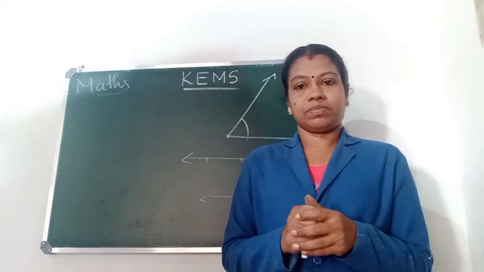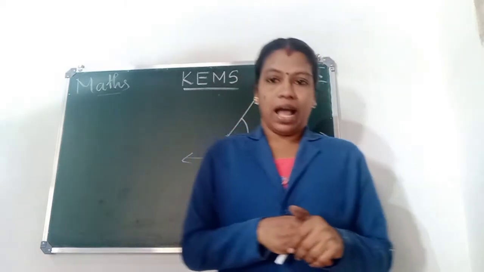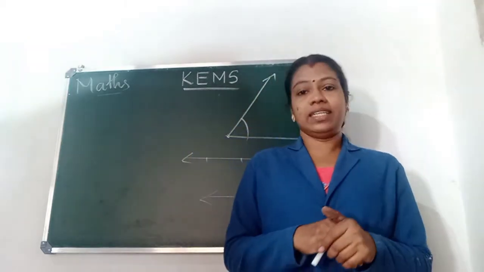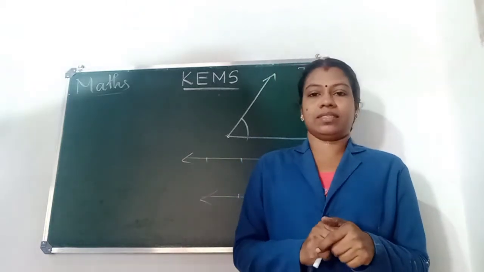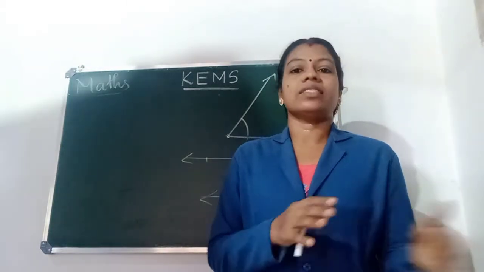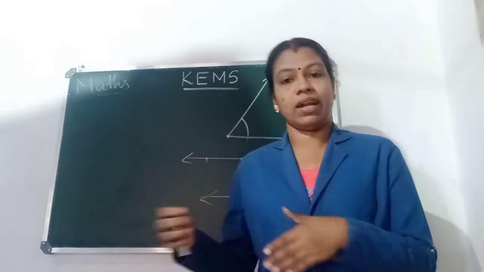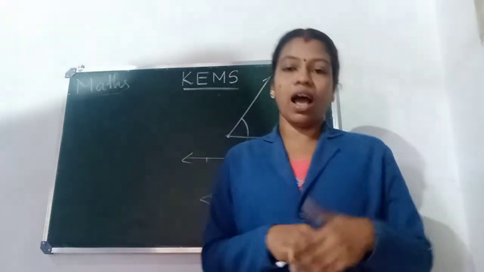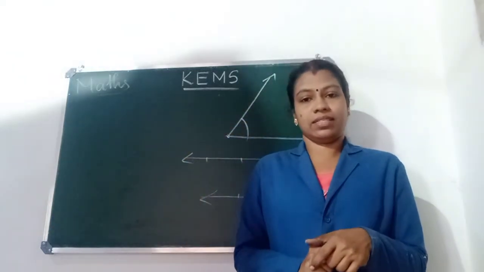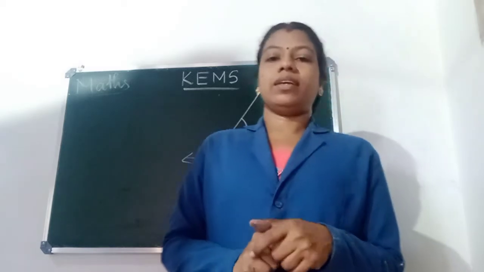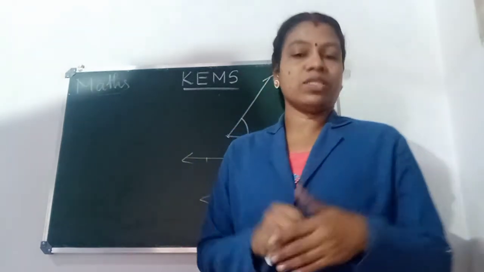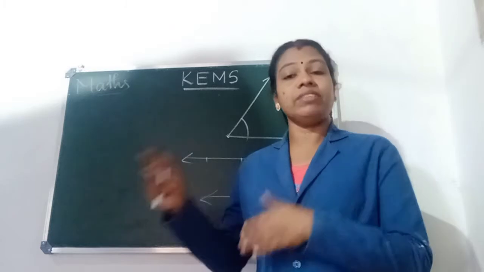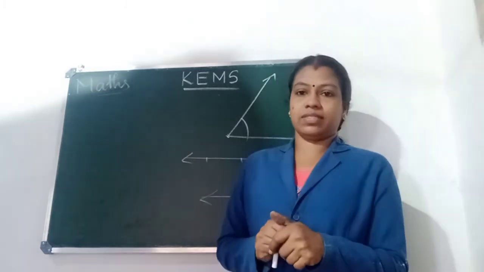And two angles whose sum is 180 degree are called supplementary angles. Means sum of the two angles is 180 degree, then they are called supplementary angles. Okay. Yes. Next, pairs of angles. There are different pairs of angles.